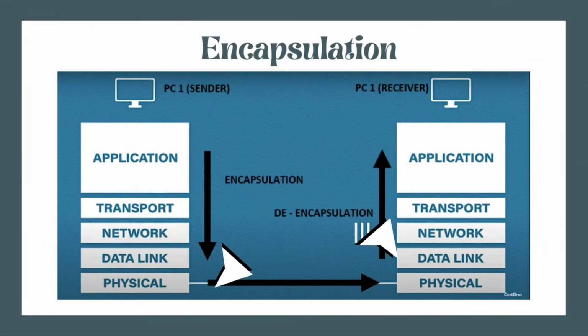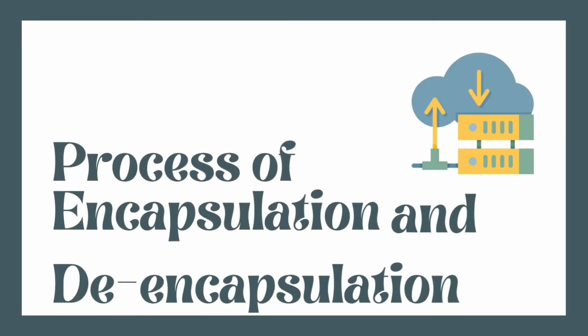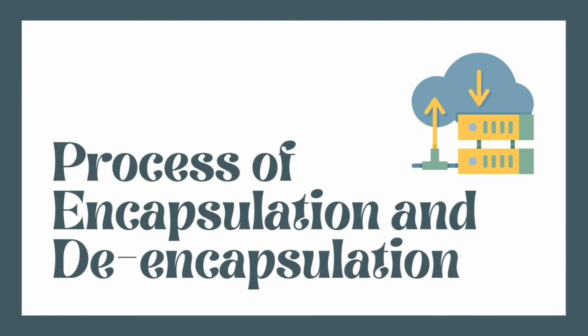Now, we will discuss the process of encapsulation. As you can see in this slide, this shows the process of encapsulation. Every time we send the data, each layer will add information to the data, and this process is called encapsulation. The data will be passed through every layer from application to the physical layer, and after reaching the physical layer, the data will be transmitted over to the receiving device, where the data is decapsulated as it passes through every layer from physical to application.